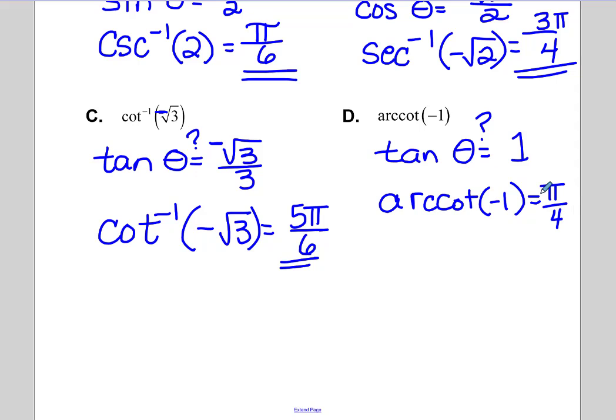Oh, wait a minute. This is where my negatives got off. I have 2 mistakes on this slide. This is supposed to be positive 1, and this one is supposed to be negative radical 3. So I'll be sure to change that so your teacher has the right one.